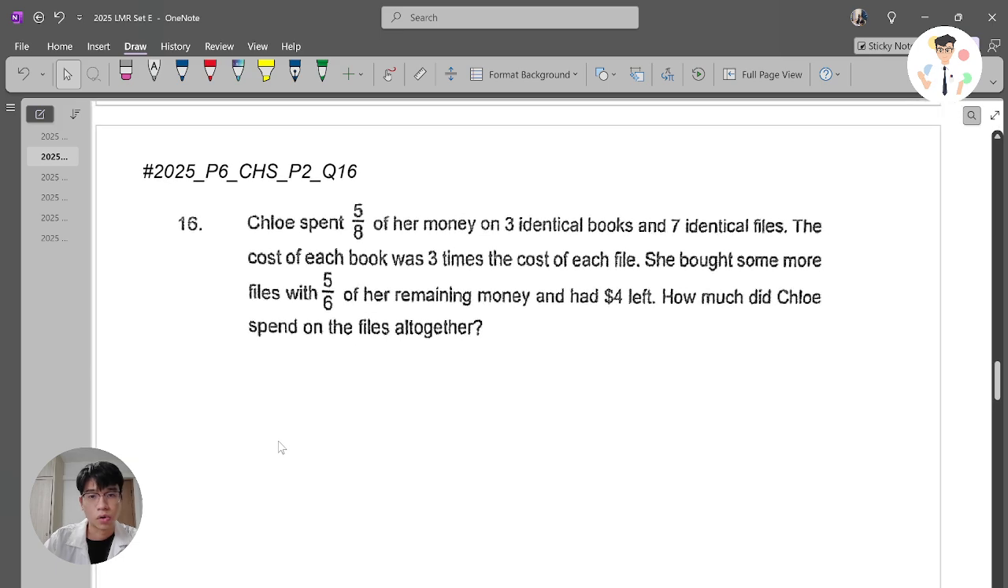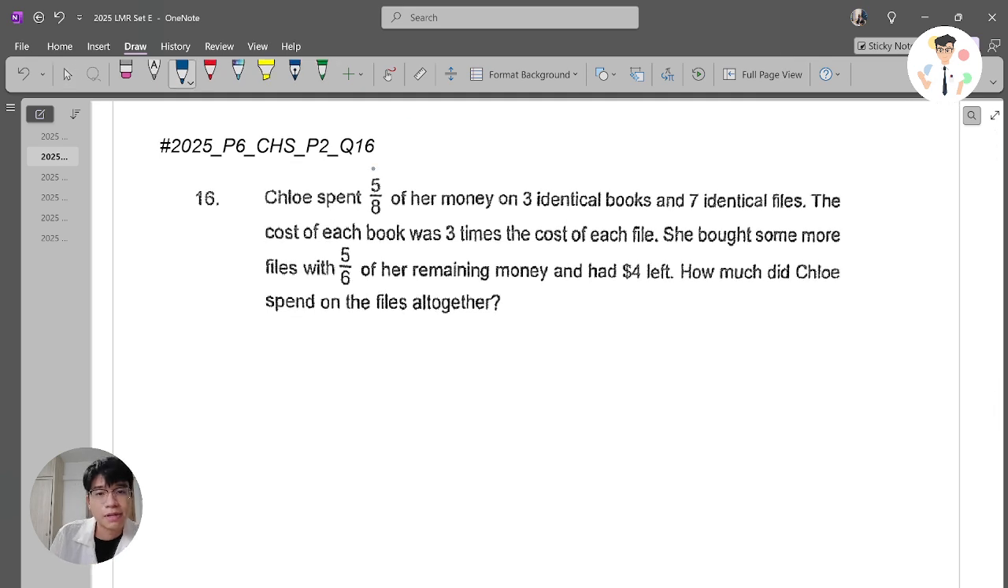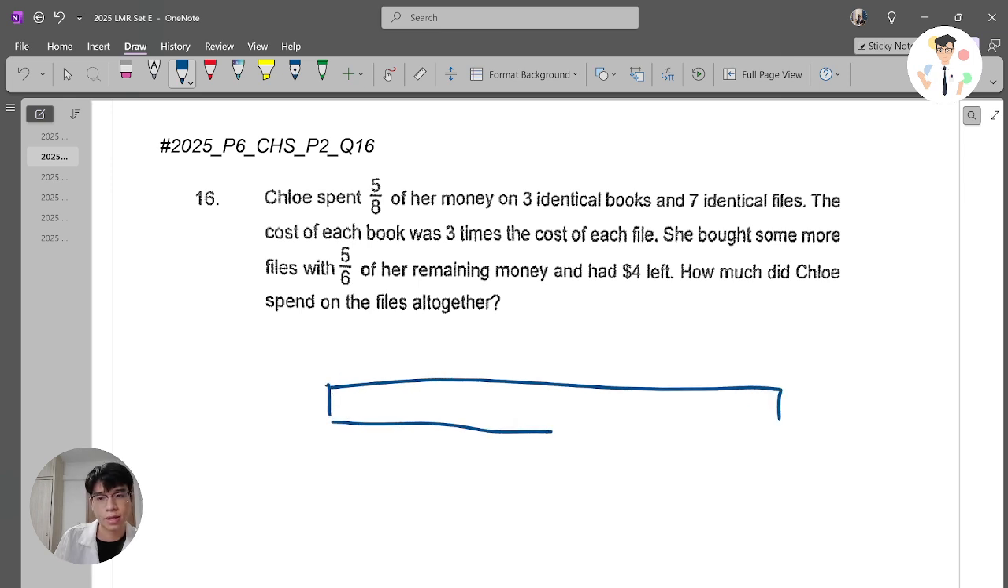Let me just draw a model for this question. I think it's better. Okay, Chloe spent 5 out of 8 of her money on 3 identical books and 7 identical files. Let me just draw a model here. Okay. Let me cut into 8 parts.